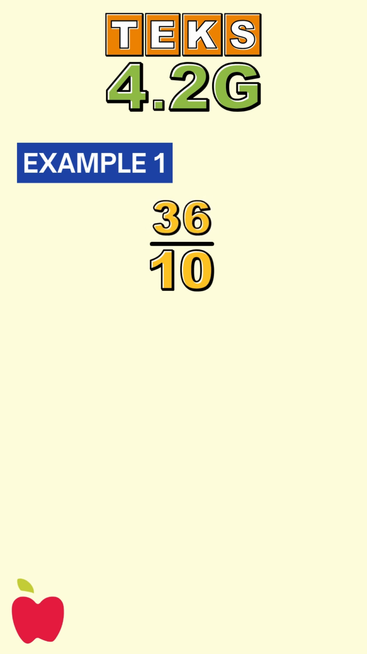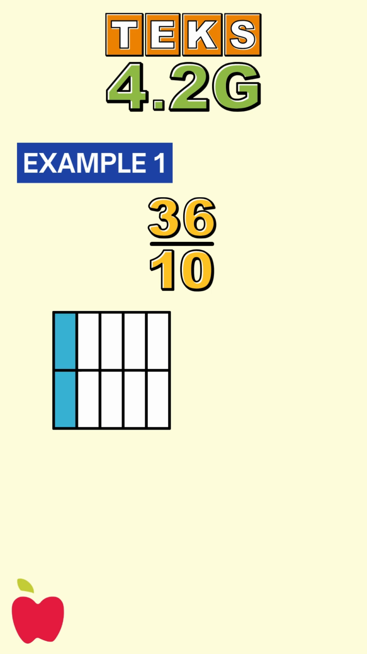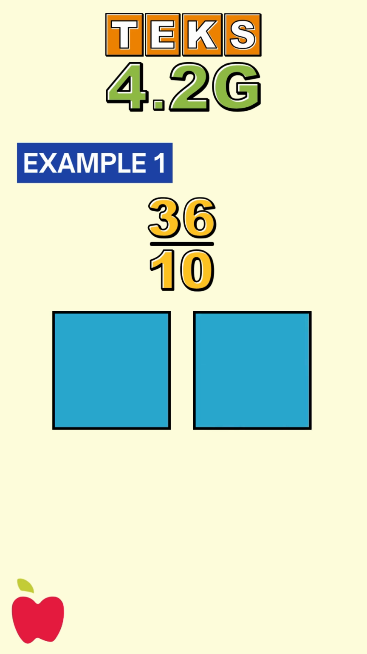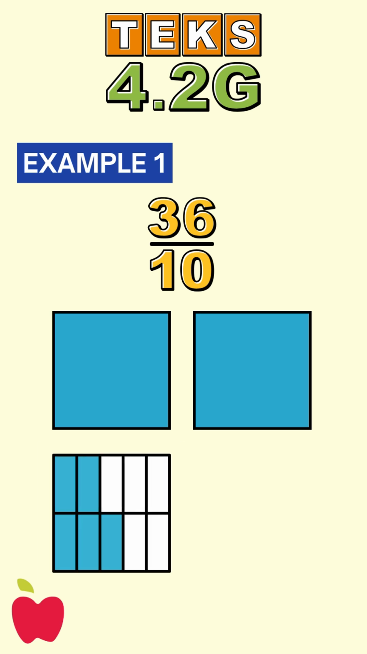The 36 in the numerator tells us we have 36 parts, and the 10 in the denominator means each part is worth 1/10. Let's break it down into wholes and parts. We know that 10 tenths make up 1 whole, so we can take 36 tenths and divide them into 3 wholes, because 10 tenths plus 10 tenths plus 10 tenths equals 30 tenths, which is 3 full wholes.